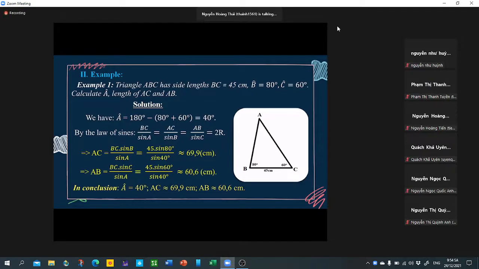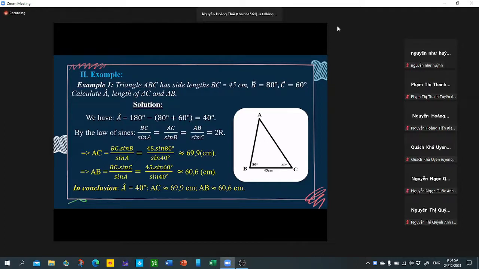And we do the same as above. We can find the length of AB equal BC times sin C divided by sin A equal 45 times sin 60 degrees divided by sin 40 degrees. And the result is about 60.6 centimeters.